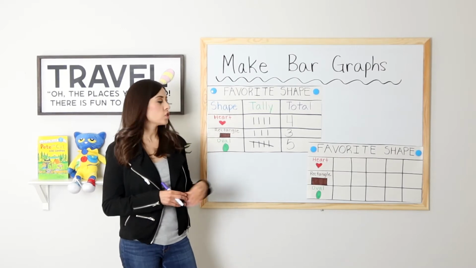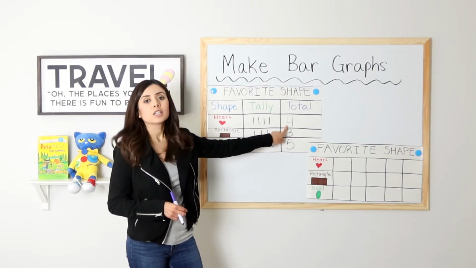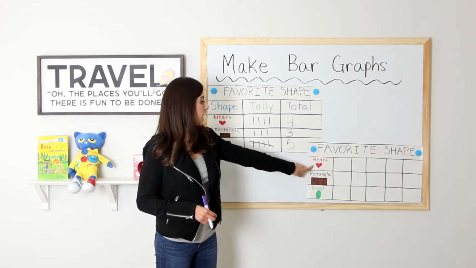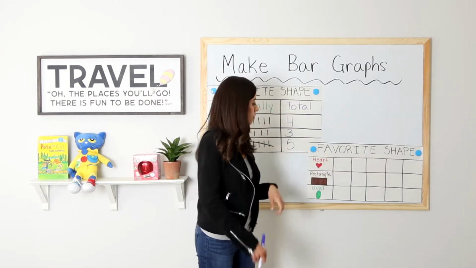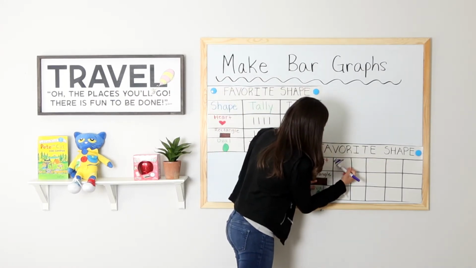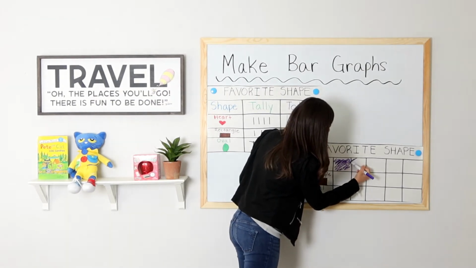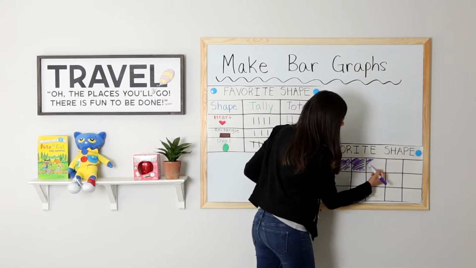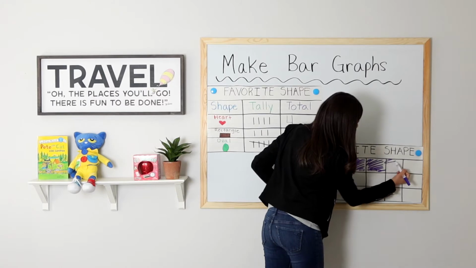How many students chose a heart as their favorite shape? 4. So I will come down to my bar graph where I have the heart and I will color in 4 squares. Ready? 1, 2, 3, 4.